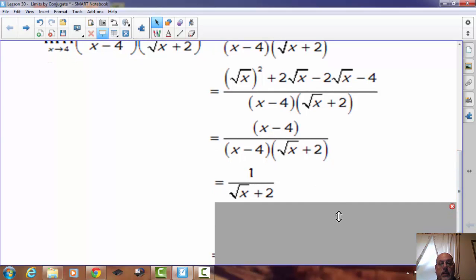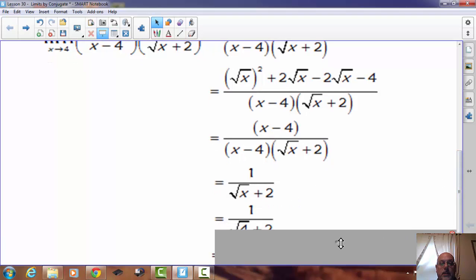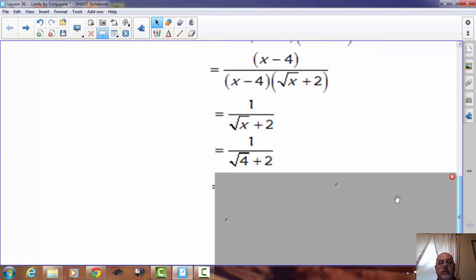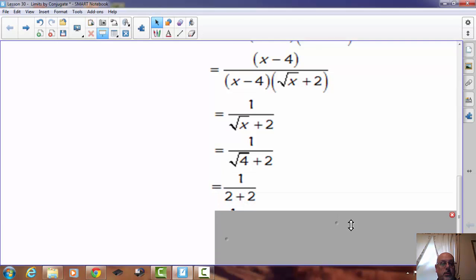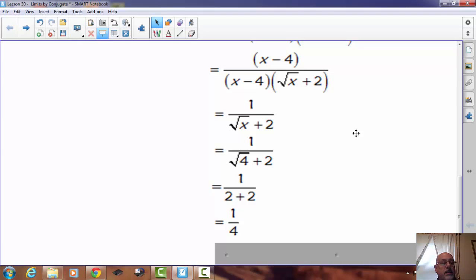Now we go into direct substitution mode, and you put the 4 in where the x is. So the square root of 4 is 2, and so you have 1 over 2 plus 2, or 1 over 4. That's the limit of the function. The limit of this function is 1/4.